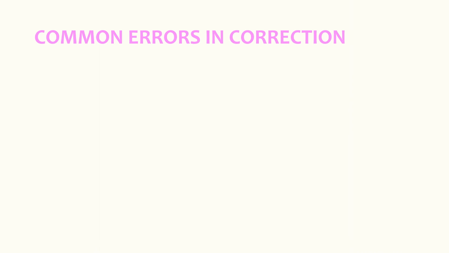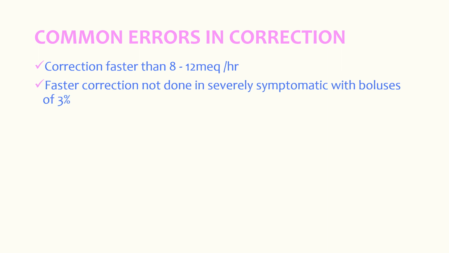Now we will just go through the common errors in correction, that you correct rapidly, and if you correct rapidly, as it may happen, then you have to bring it down like I just told you, with either 5% dextrose or with your desmopressin sprays. And then faster correction is not done in severely symptomatic with boluses of 3% normal saline. Then 3% is used for CHF, ascites, CKD. Please do not use 3%. You will be loading them with salt.